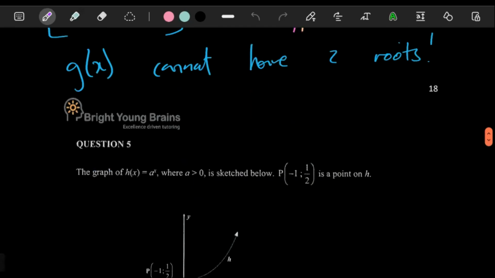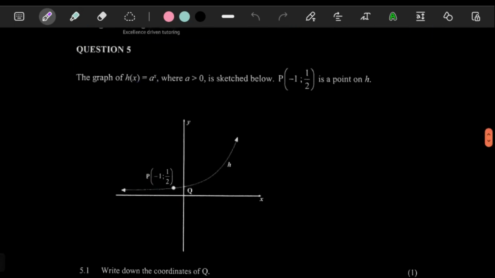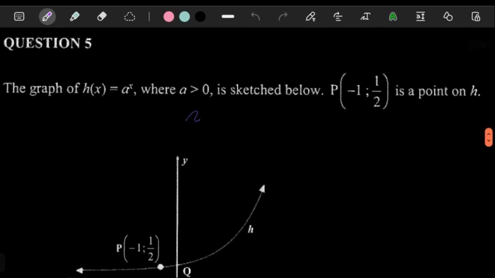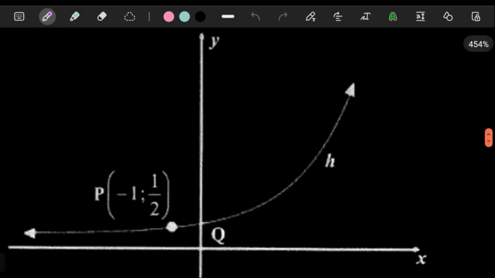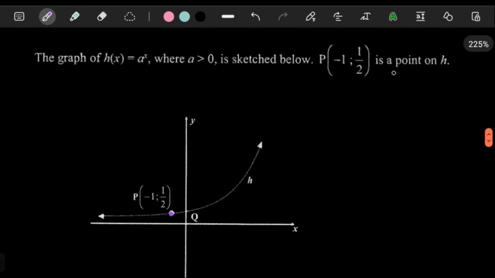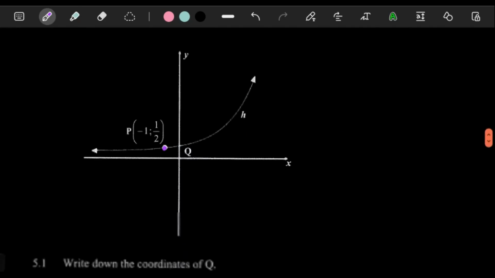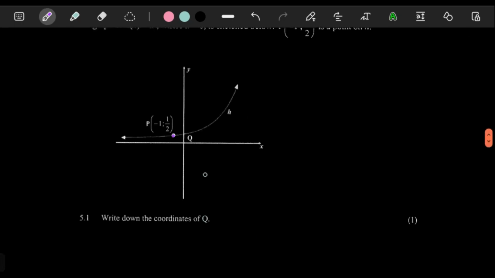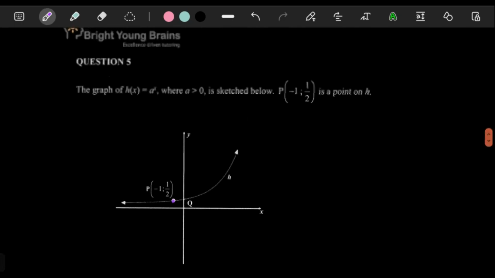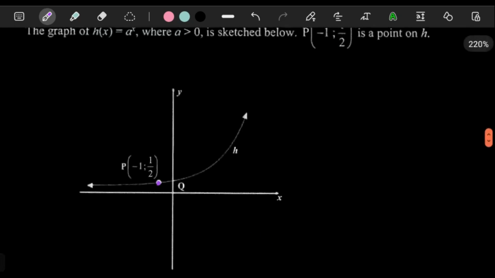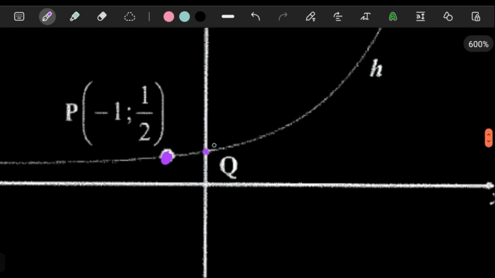Question number 5 looks quite interesting. Thinking of what we've been asked here, it says the graph of g. This is an exponential graph, clearly, where a is a positive number, as sketched below. They've given us a coordinate of P. Then they said P is a point on h. Write down the coordinates of Q.